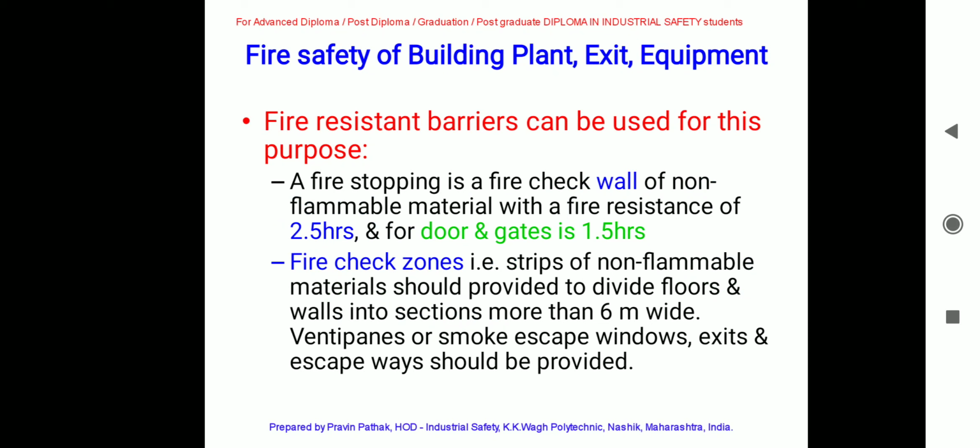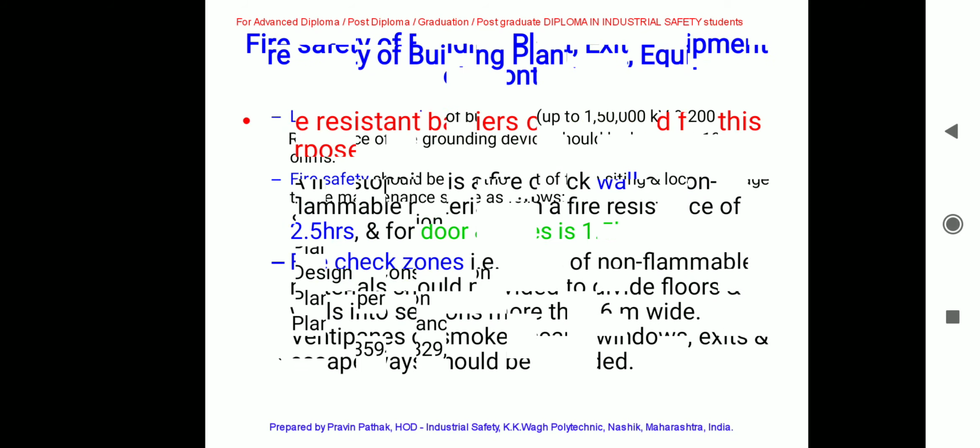after catching fire, whatever fatalities or deaths occur, the major reason is the smoke, that is suffocation. Due to oxygen deficiency and more carbon content in the air, the chances of death or fatality are more. So these vent fans or smoke escape windows and exits and escape ways should be provided to get fresh air, so that the chances of fatalities are less.